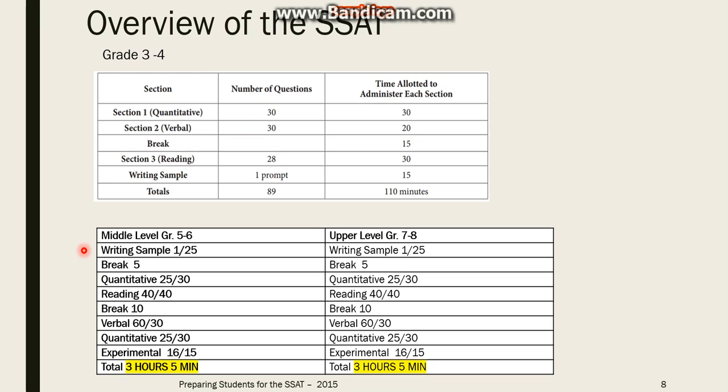So they start off with the writing sample. The middle level writing samples are very similar to the upper level writing samples. Sometimes the upper level writing samples include a slightly different verb tense or nuance to the type of writing prompt that they get. But generally, it's the same, and they should plan for about 5 minutes, and then they'll have about 20 minutes left in order to do their writing.